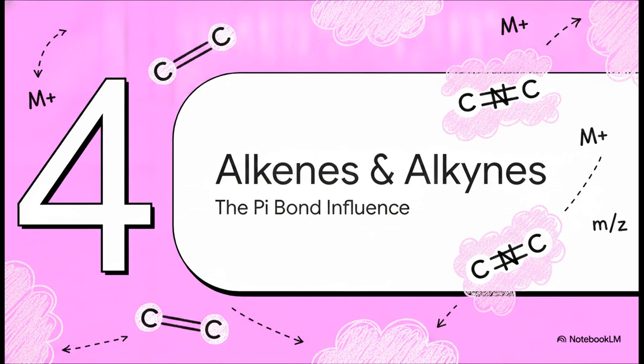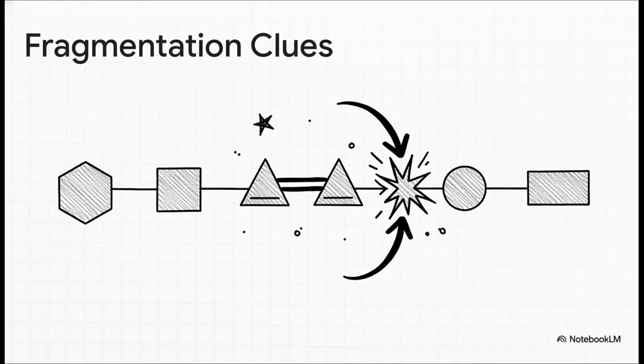Let's see how double and triple bonds change the game in Section 4, Alkenes and Alkynes, the pi bond influence. When we interrogate alkenes and alkynes, the spectral data follows a very specific set of rules. We usually see distinct molecular ion peaks because the pi bond actually absorbs that initial electron loss, leaving the main carbon skeleton relatively undisturbed. The location of these double and triple bonds completely dictates where the molecule is going to shatter. They act almost like molecular directors, forcing the cleavage to happen where it will form resonance-stabilized ions, like allylic and propargylic cations. Oh, and for terminal alkynes, we see very distinct, super strong M-1 peaks.